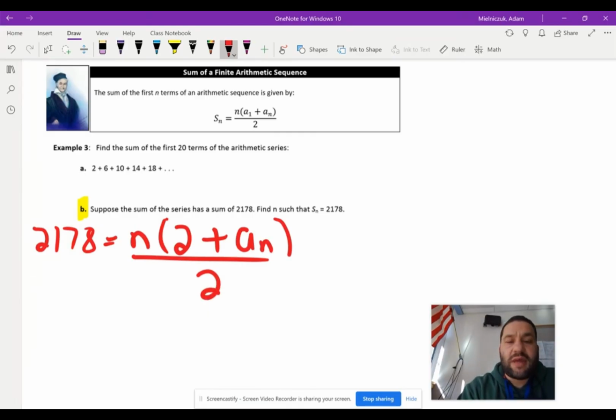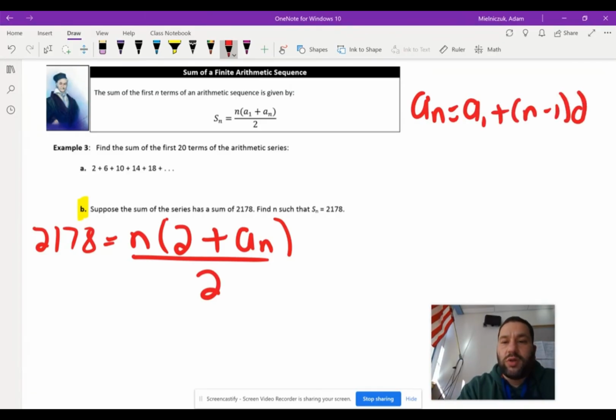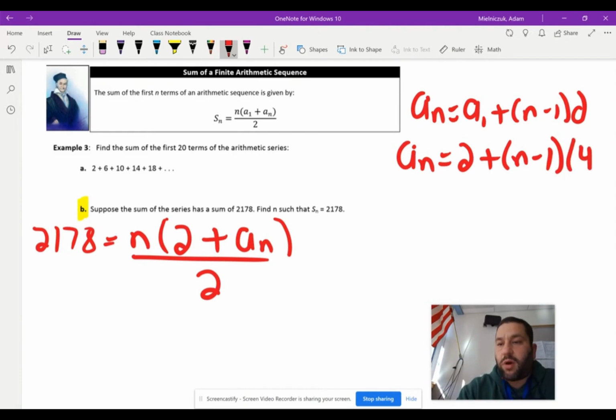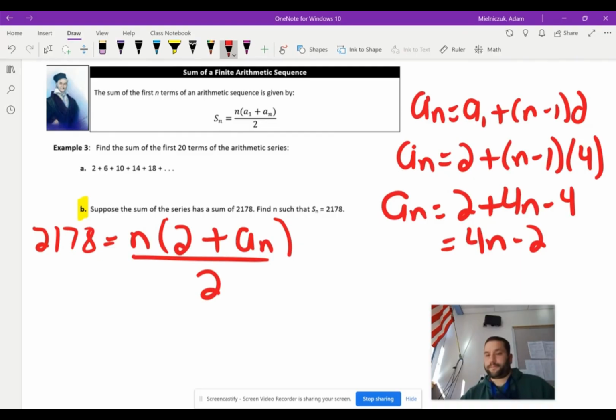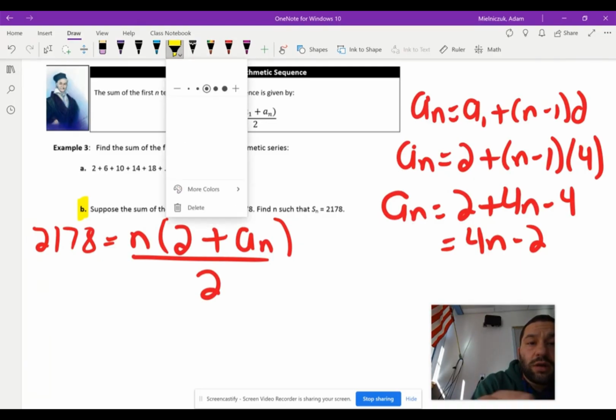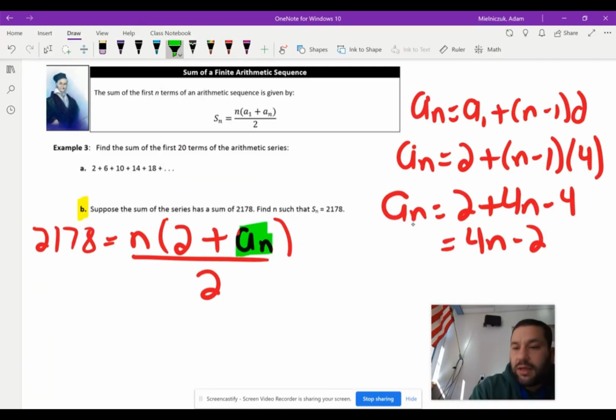Okay, so it seems like that's all we know right now. Well, let's not forget that the formula a sub n equals our first term plus n minus 1 times d can also be used. Well, we don't know a sub n, but we do know that it's equal to 2 plus the number of terms minus 1 times our common difference of 4. So we can say that a sub n is equal to 2 plus 4n minus 4, which simplifies to 4n minus 2. So we know that a sub n equals 4n minus 2.